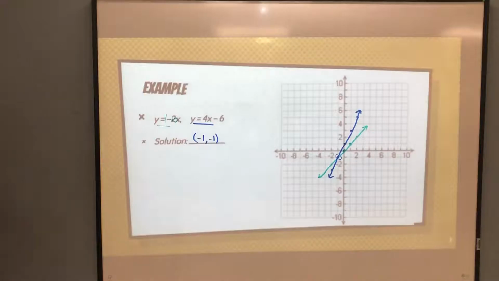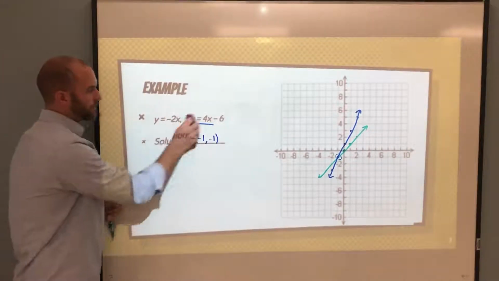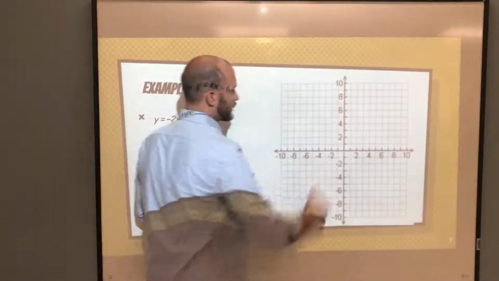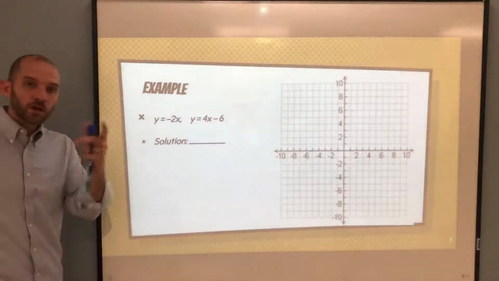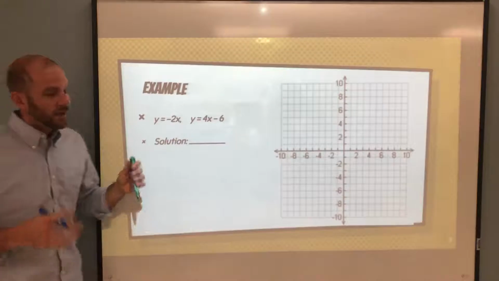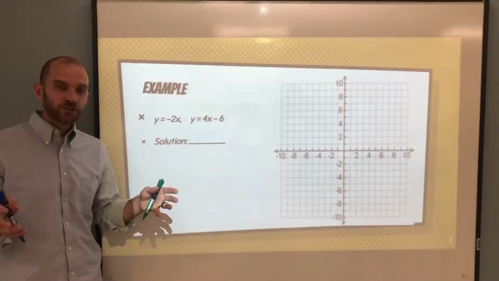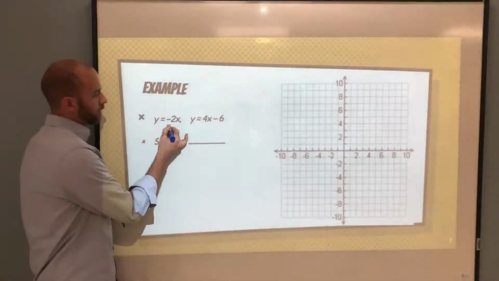Our second example looks a little different. We have a slope for the first equation. We have a slope and a y-intercept for our second equation. Let's see where they intersect or if they intersect. Well, if we take a look at our notes, we know that since the slopes are different, they'll intersect. So let's start with our first line here.